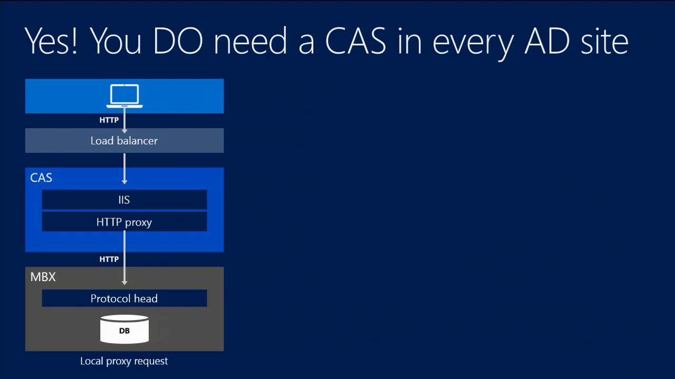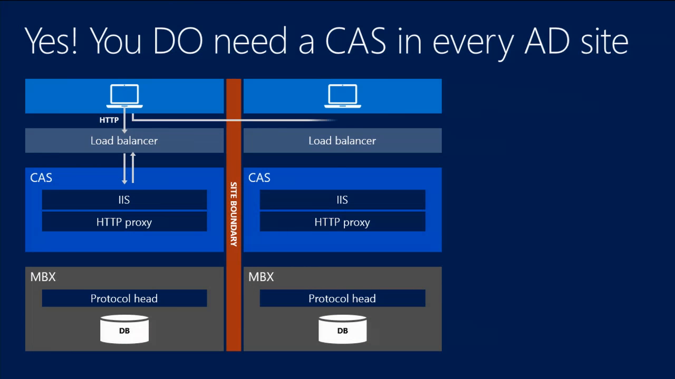So in a simple case where a client's accessing their mailbox through a CAS in the same AD site as the user's mailbox is located in, the client makes a connection through the load balancer, it talks to the CAS, authenticates, locates the mailbox being in the same AD site, and proxies the connection to the backend mailbox server. Pretty straightforward. What if I have a second AD site?